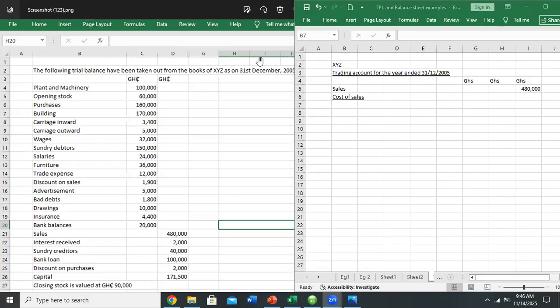Yes, Austin, go ahead. Please, you first extract the opening stock. You bring in your opening stock. How much is our opening stock? I believe it is 60,000. All of us can see it here. Opening stock 60,000. Then after opening stock, what next, Professor Josephine? After bringing your opening stock, what do you do next?